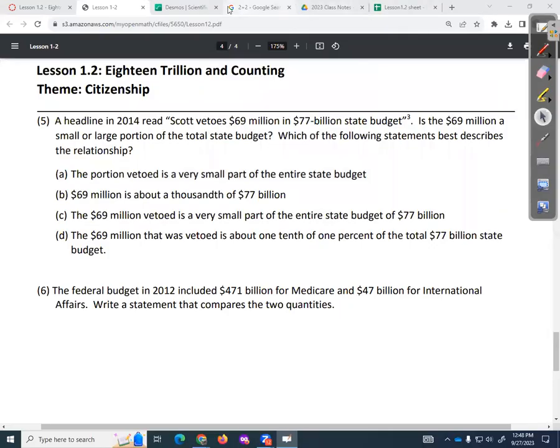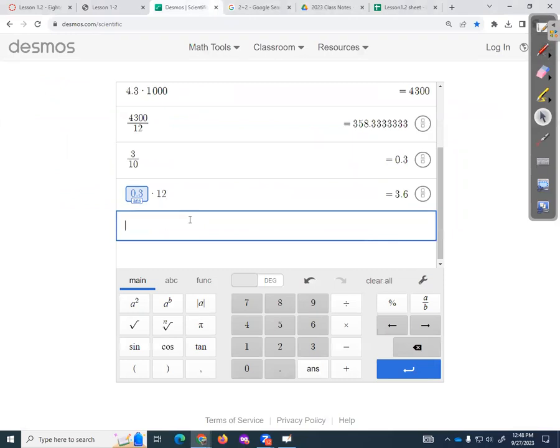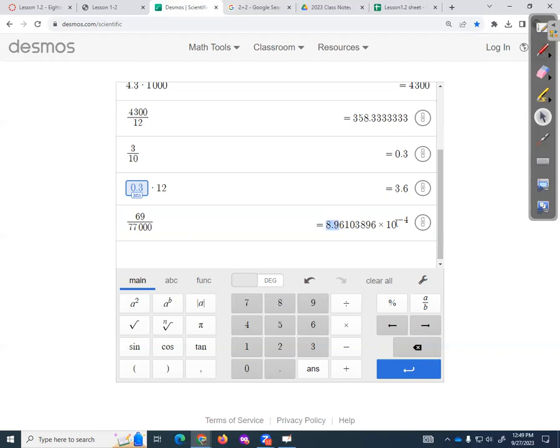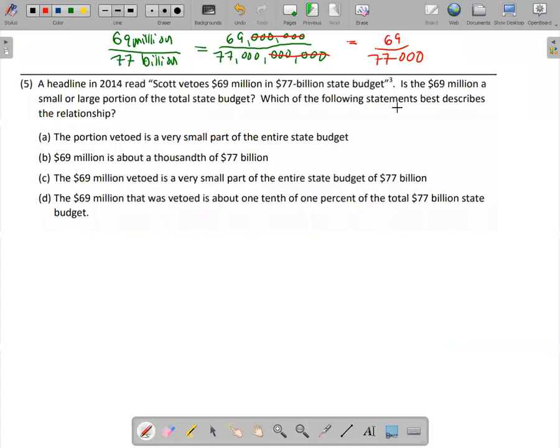Calculator time. 69 divided by 77,000. My calculator is giving me scientific notation, so I've got to cope with that. This is just a ballpark thing, so I'm going to round that to 9 times 10 to the negative 4th. We haven't talked about negative exponents yet. We've only talked about positive ones, but it's actually pretty straightforward.